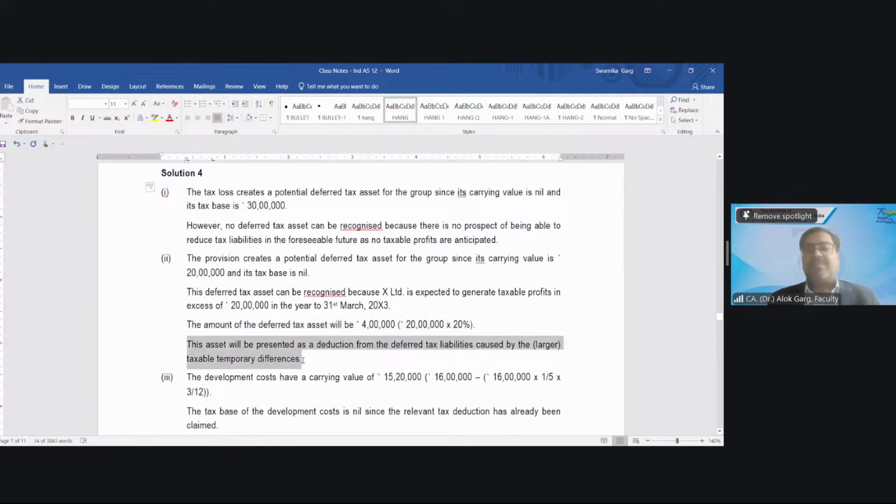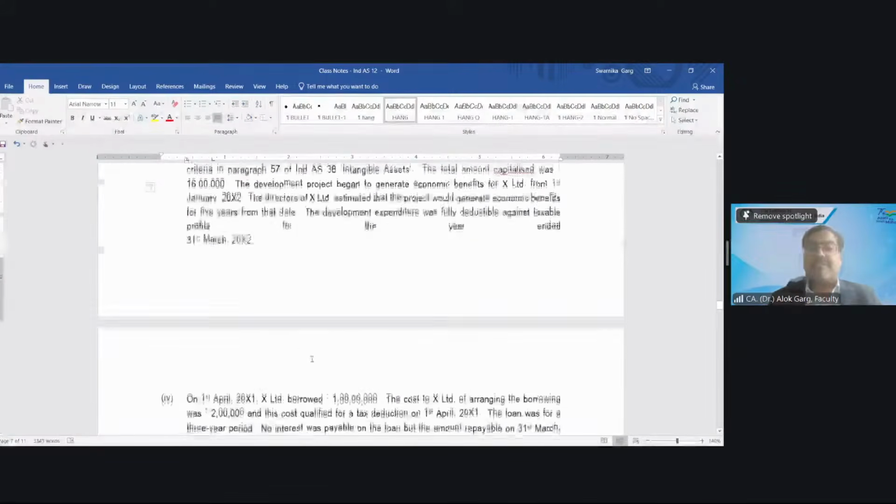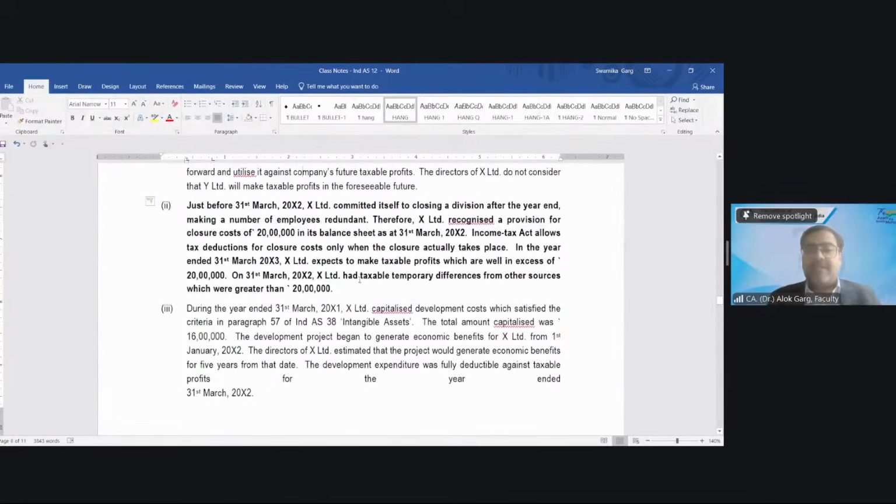This asset will be presented as a deduction from the deferred tax liability caused by the taxable temporary differences. Because it is saying that X Limited on 31st March 2002 had taxable temporary differences from other sources which are greater than 20 lakh. Taxable temporary differences will give you deferred tax liability, so the deferred tax liability is on more than 20 lakh. So DTL is, let's say, 30 lakh, for example, the other sources liability is 30 lakh.